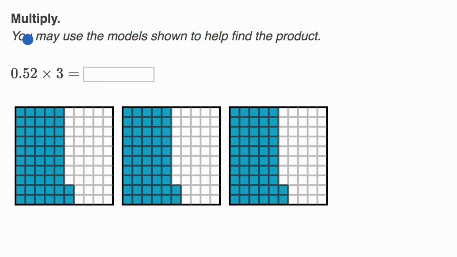So here we're told to multiply. It says you may use the model shown to help find the product. And this is a screenshot from the exercise on Khan Academy. So pause this video and see if you can figure out what this is.